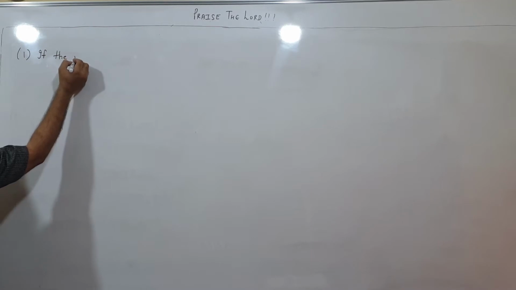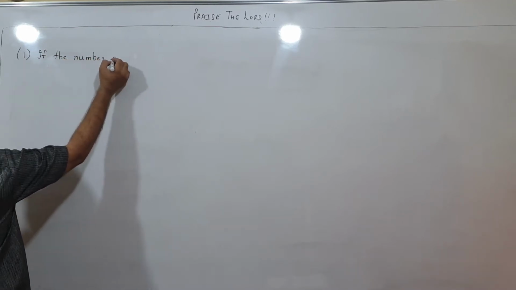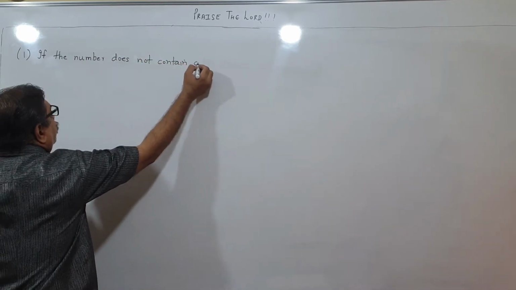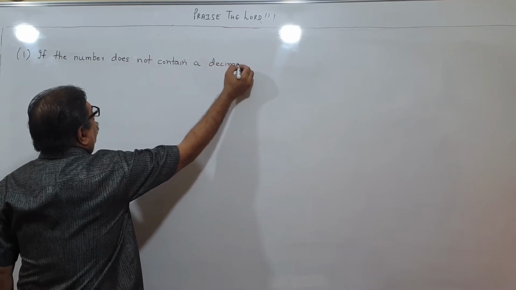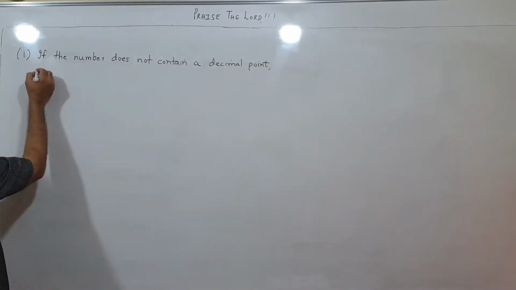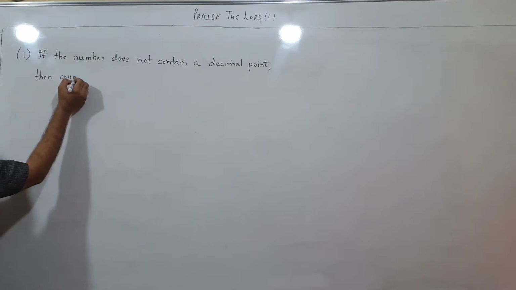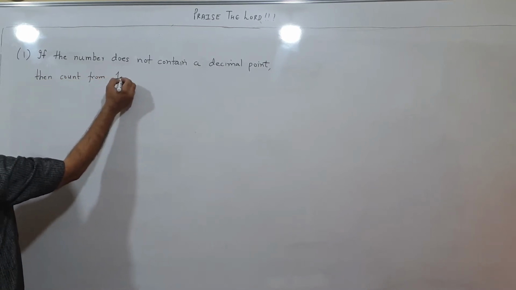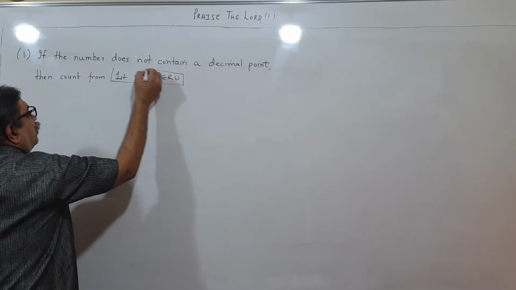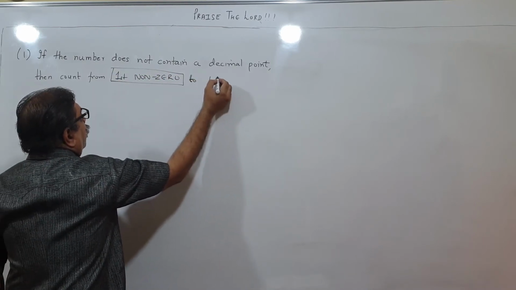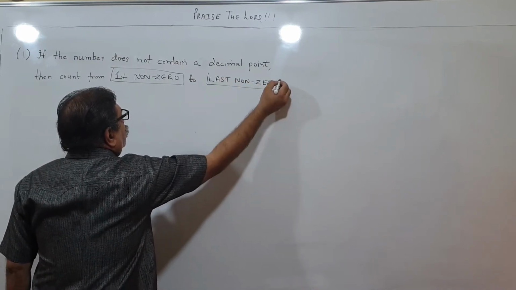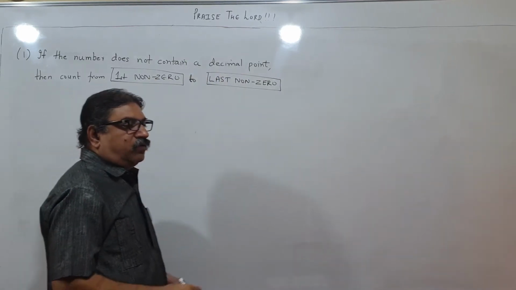if the number does not contain a decimal point, then count from first non-zero to last non-zero. So this is important. From first non-zero to last non-zero you have to count.